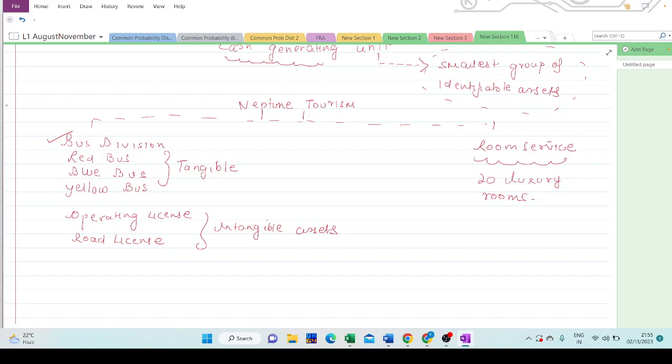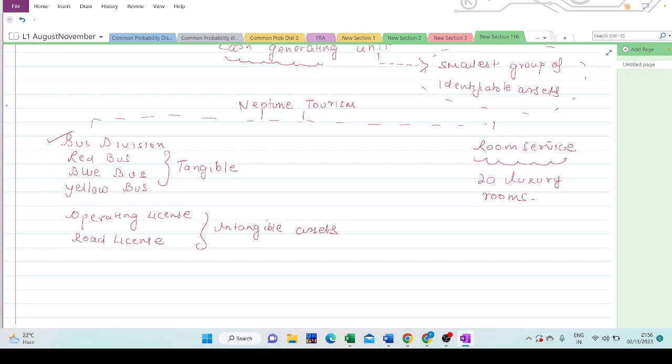So together, the combo of these five assets will bring cash to the company. So we may consider it to be a CGU subject to one more condition. And what is that condition? The other condition is that the cash generating capability should be independent of other assets. The cash generating capability of the bus division should be independent of the other assets of Neptune Tourism.